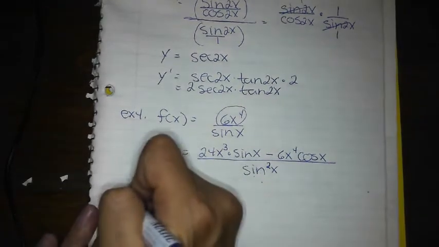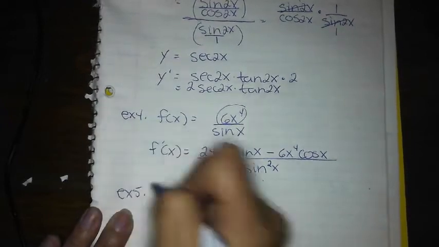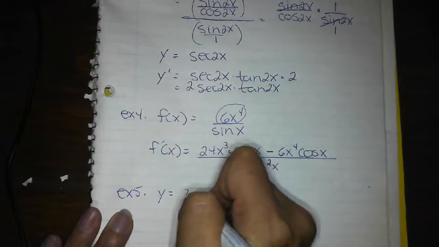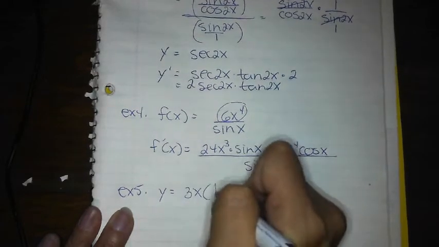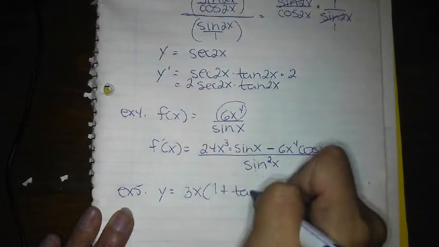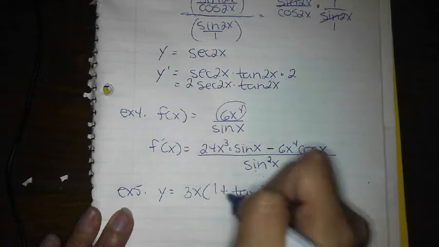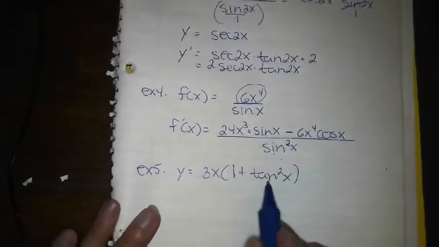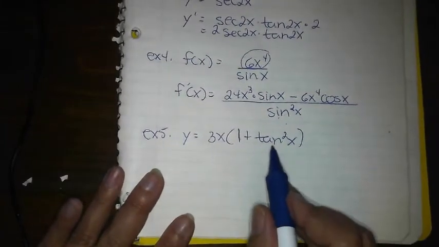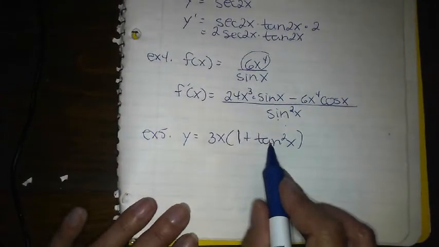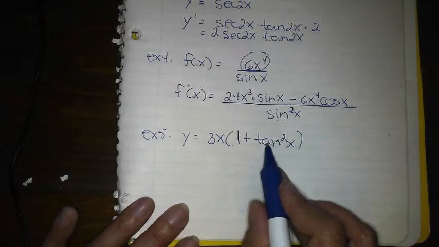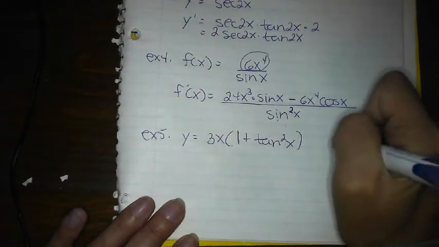Number 5. Y equals 3x times 1 plus tan squared x. Okay, I only see one trig function, but again, take yourself back to last year. If you've got a squared trig function with a plus or minus 1, this could be one of your Pythagorean identities.